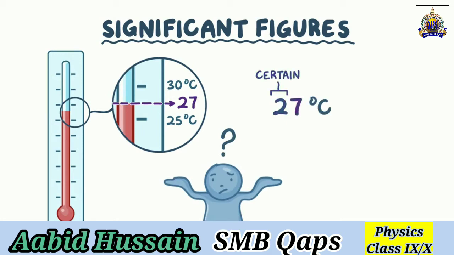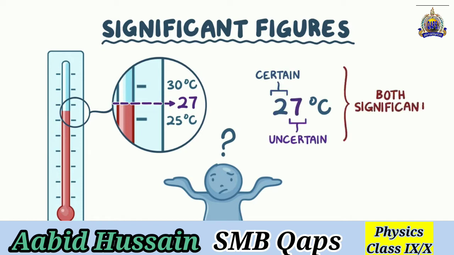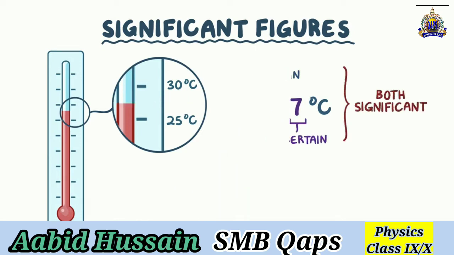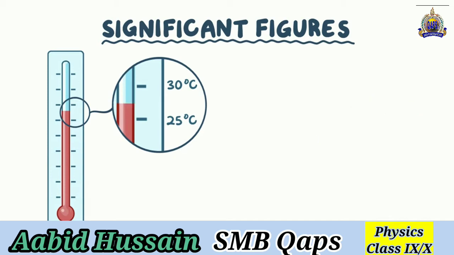So here we have 2, which is a certain number, and we have 7, which is an uncertain number. So we can say that both these numbers are significant figures. Now these numbers are called significant because both have values.